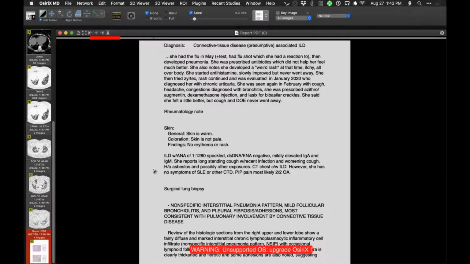Well, interesting case. Yeah, I think it's nice radiology-pathology correlation. For sure. All right, that's mine. Jeff. Well, thank you. All right, well, let me show a few here.